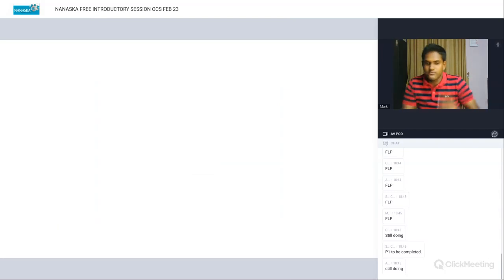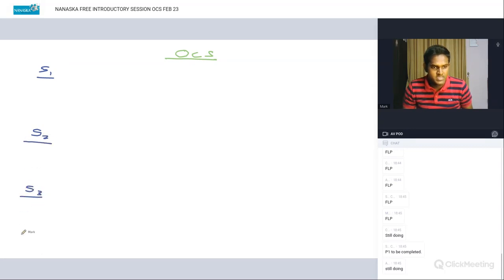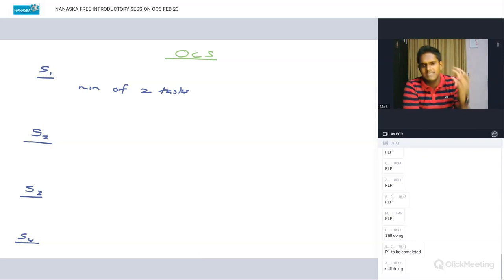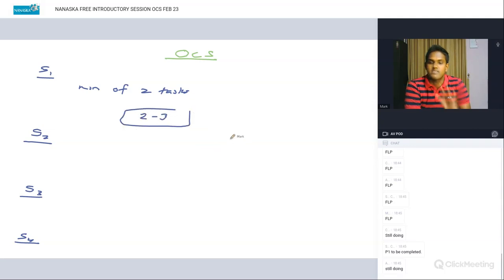If I give you a brief overview about the operational level case study, your OCS, you will have 4 sections in your exam paper, with each section having a minimum of 2 tasks. Sometimes there are 3, sometimes there are 2, so the number of tasks will be between 2 and 3.